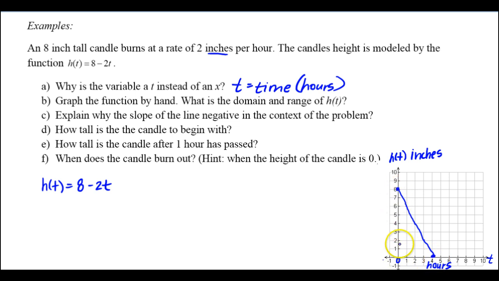Remember, this vertical axis represents height. And so at 4 hours, that's when the candle's going to reach this height of 0. If I go anytime past 4 hours, I cannot continue the graph down here because then this graph would have negative height. And we know that can't happen. The candle will just stop and burn out after 4 hours has passed.